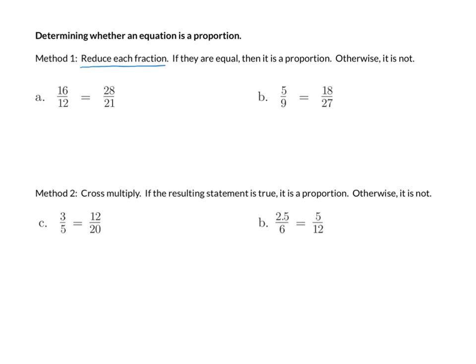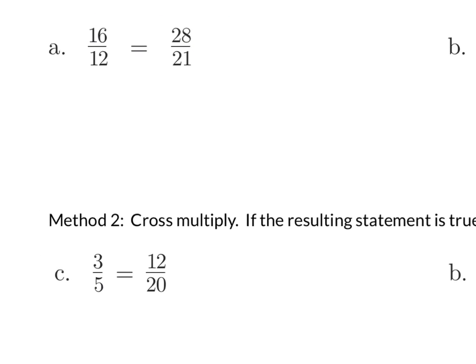So let's go ahead and look at example A. Example A, we have 16/12 equals 28/21. So using this first method, we want to go ahead and simplify the fractions. 16 and 12 are both divisible by 4. So if we simplify the fraction, 16 divided by 4 is 4, and 12 divided by 4 is 3.